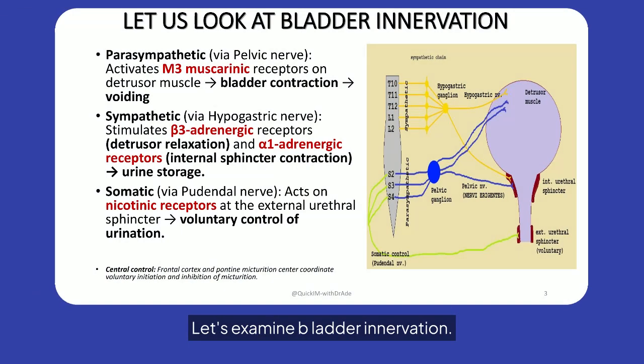Let's examine bladder innervation. The parasympathetic system activates bladder contraction for voiding, while the sympathetic system aids urine storage. The somatic system provides voluntary control. Central control coordinates these functions, ensuring proper micturition.